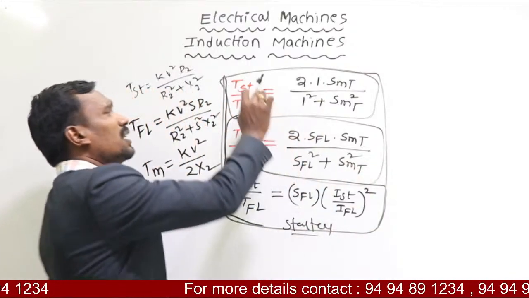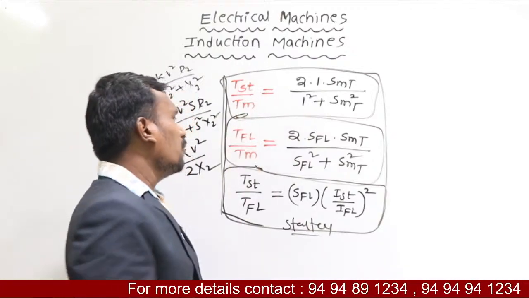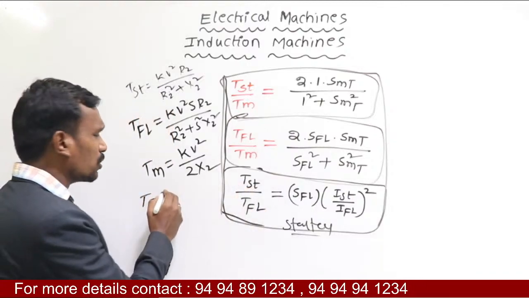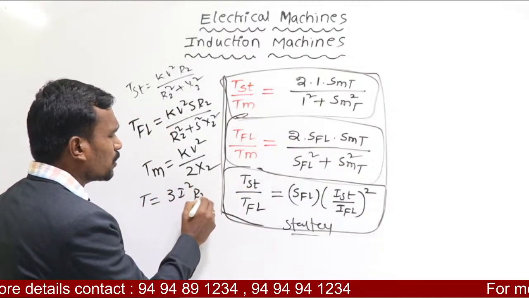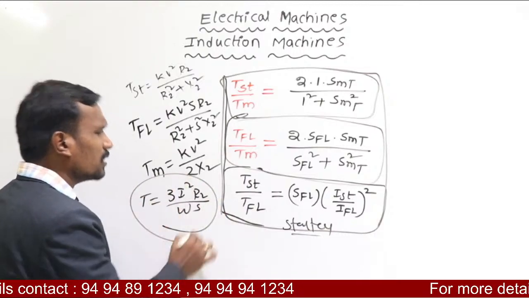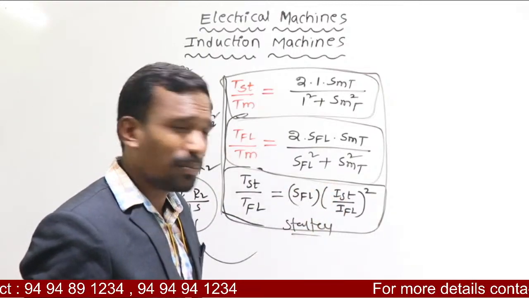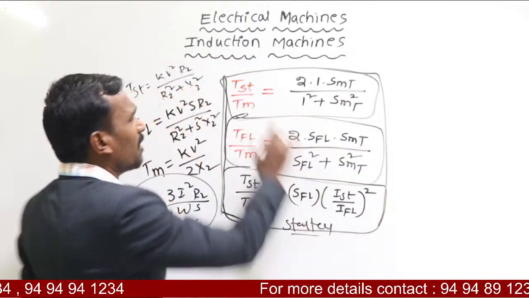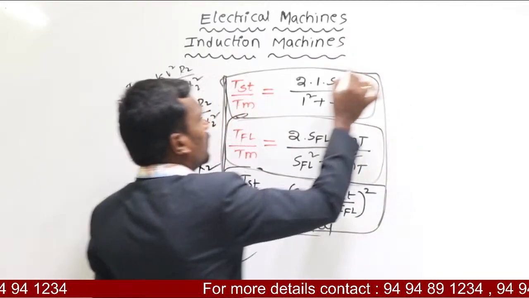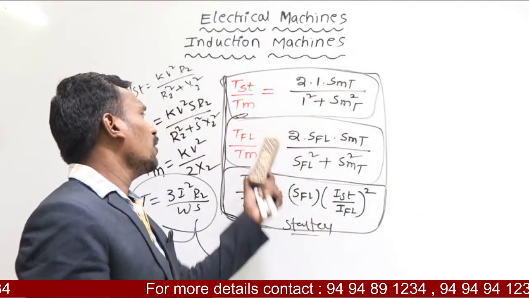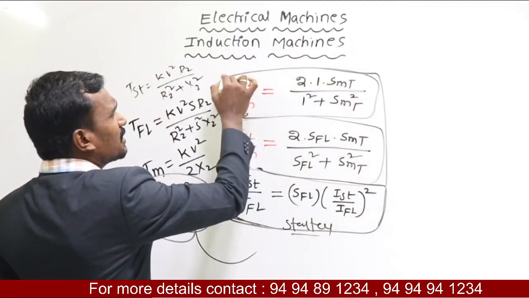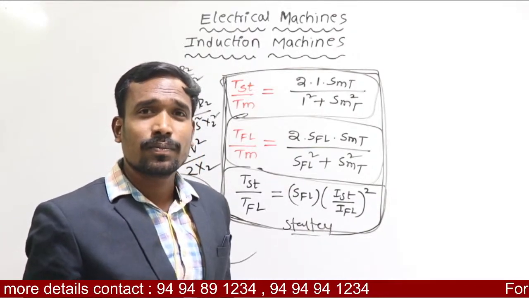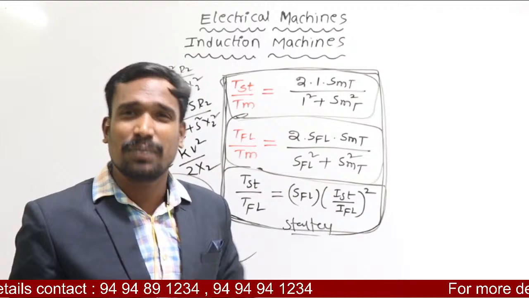Actually, we have to derive starting torque, full load torque, and maximum torque, taking torque T equals 3 I square R2 by S omega, and calculate based on this. But I am not doing all those things, just a simple concept here we are discussing. Directly the formulas: starting torque to full load torque, starting torque to maximum torque, full load torque to maximum torque. Based on this, they will ask you questions in competitive examinations. These are simply called the torque formulas.